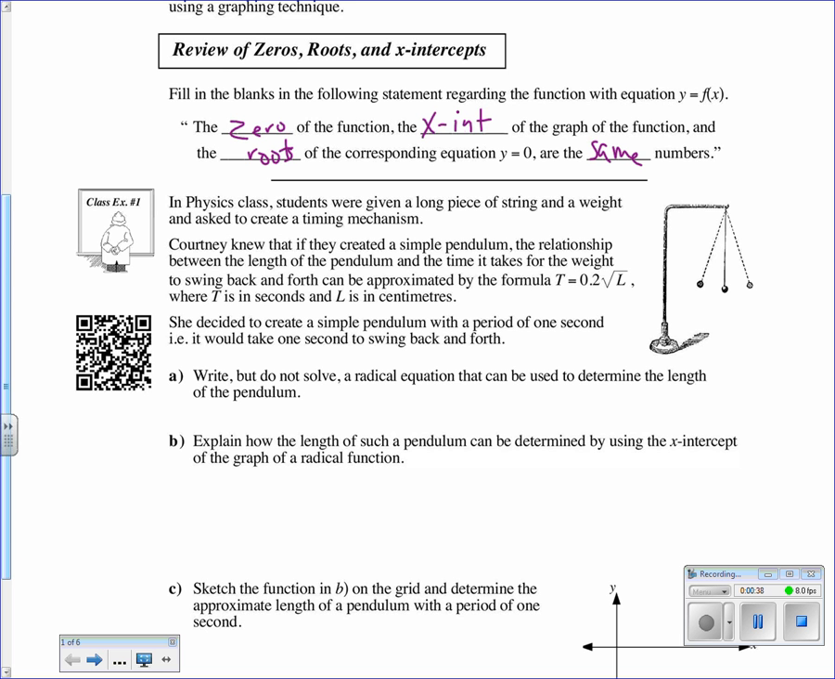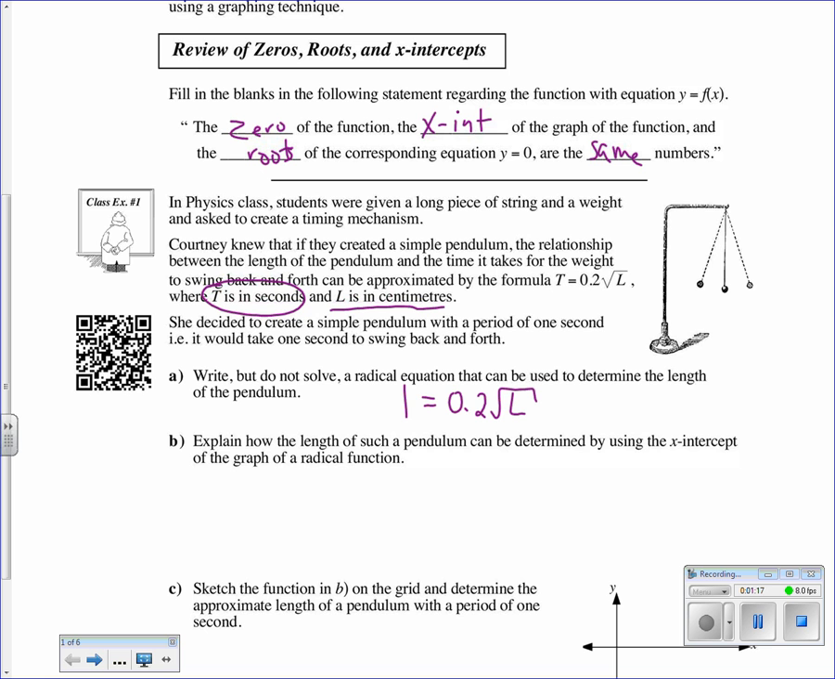In Physics 20, we studied pendulums and their ability to tell time. Math gives the formula in a slightly different format. It talks about the length in centimeters and the time in seconds. So there's some crossover to physics. We want this girl, Courtney, to build a pendulum that goes back and forth in 1 second. So her time or her period is 1. So 1 equals 0.2 times the square root of the length of her pendulum in centimeters.